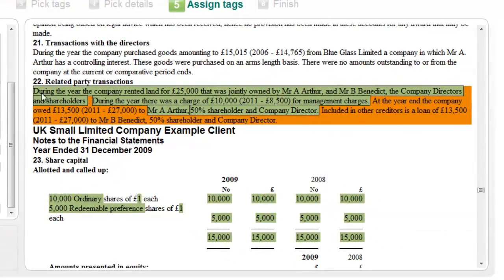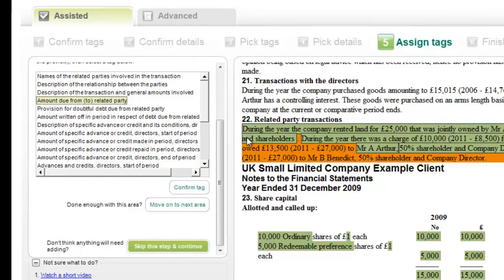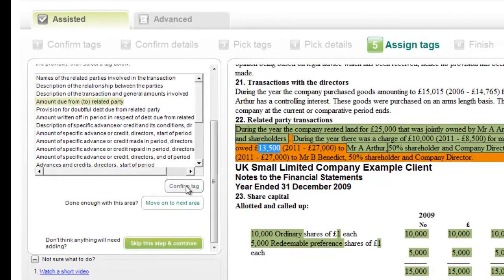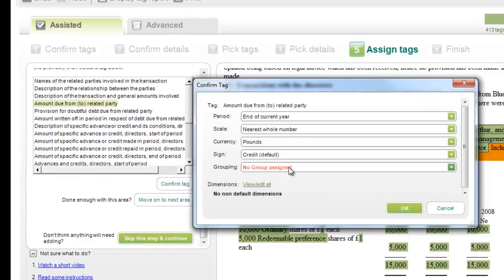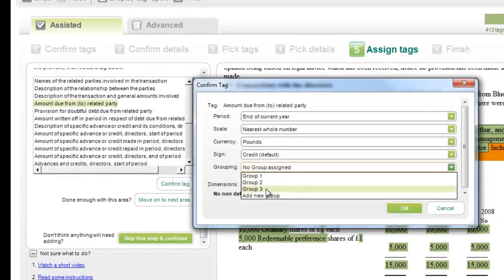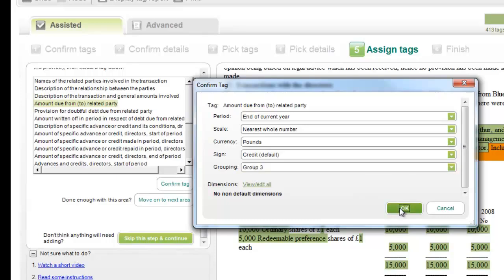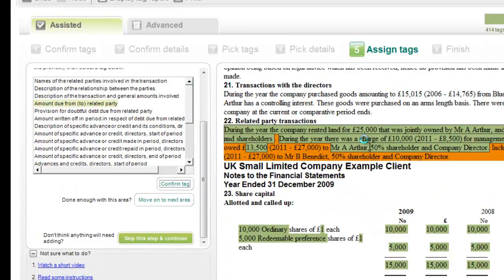Amount due to or from for the current year is £13,500. It's important that we do not highlight the currency symbol when we are highlighting amounts. We will also tag the current year figure with the same group number, as we have not yet duplicated a tag with that group.